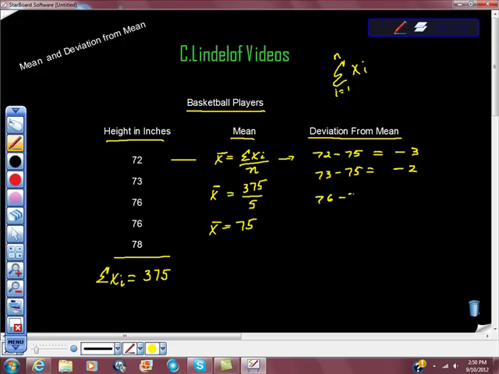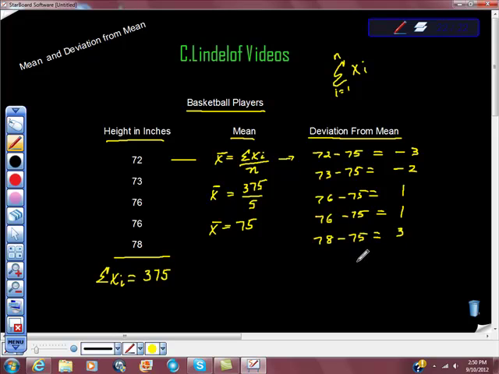Just keep going. 76 minus 75, this guy's about an inch taller than the average player. 76 minus 75 for the next guy, 1 again. And lastly, 78 minus 75, this player is about 3 inches taller. He's 3 inches taller than the mean value of the players. So that's all there is to this.